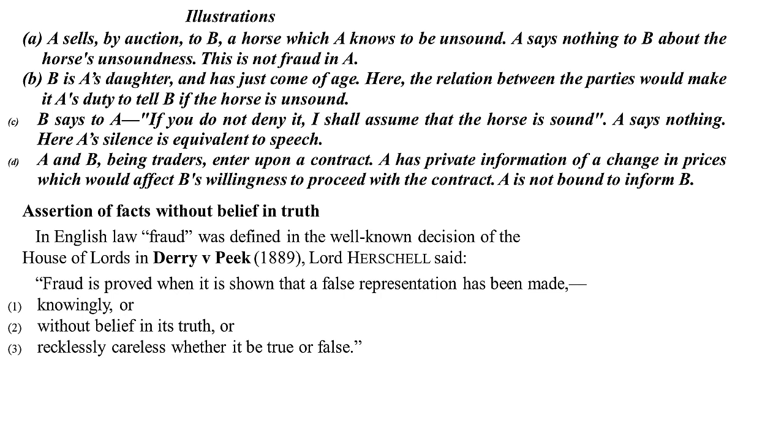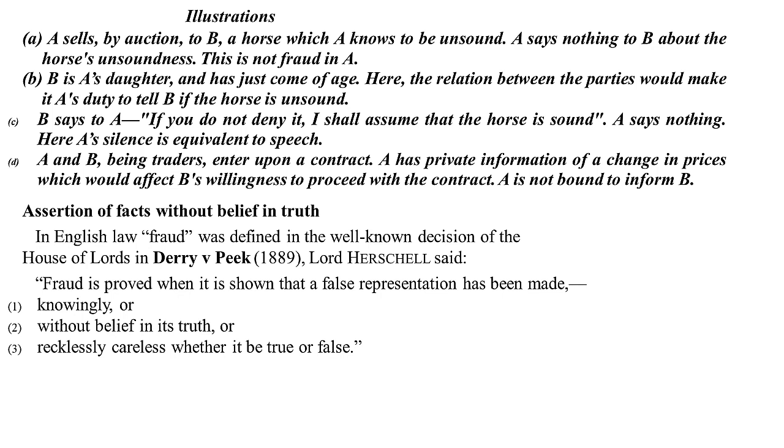And D, A and B, being traders, enter upon a contract. A has private information of a change in prices which would affect B's willingness to proceed with the contract. A is not bound to inform B.